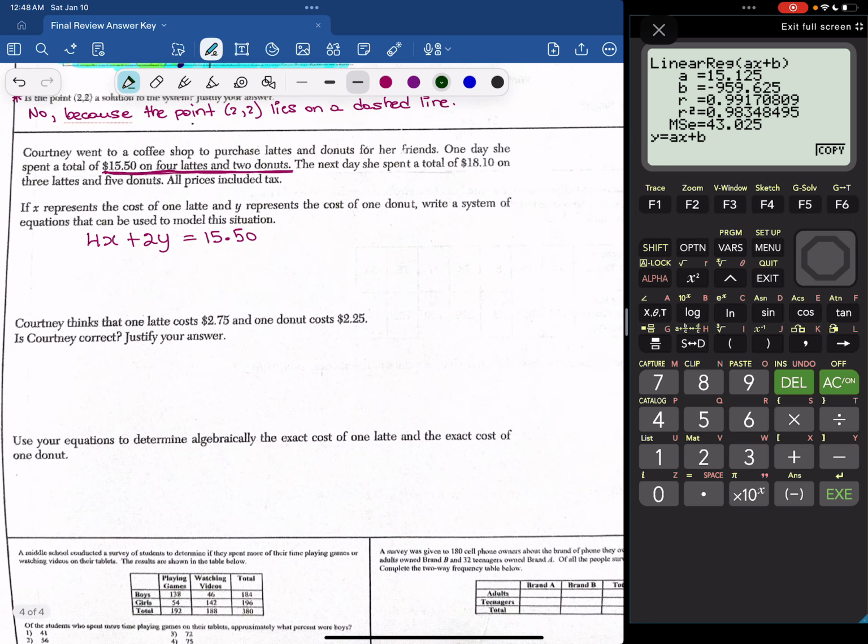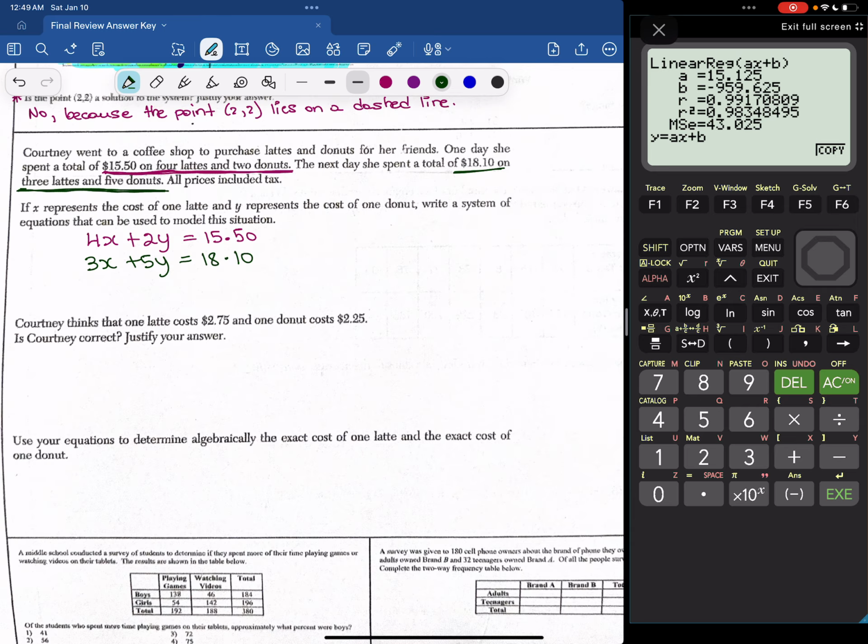Next, they told us that she spent a total of $18.10 on 3 lattes and 5 donuts. So if we were to write that as an equation, 3 lattes would be 3X and 5 donuts would be 5Y. So 3X plus 5Y is equal to 18.10. And that's it. That's our system of equations.